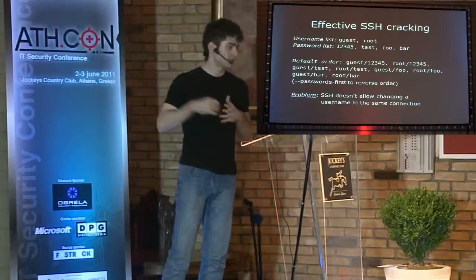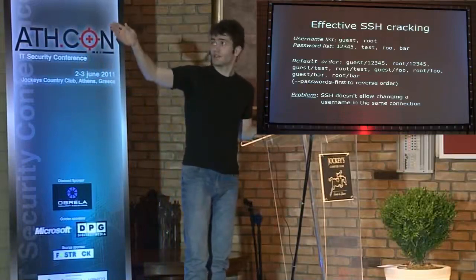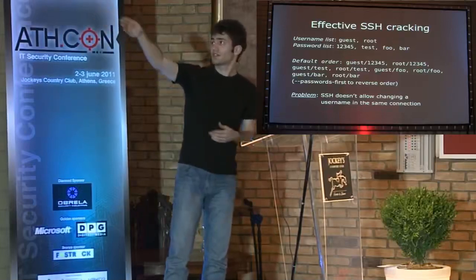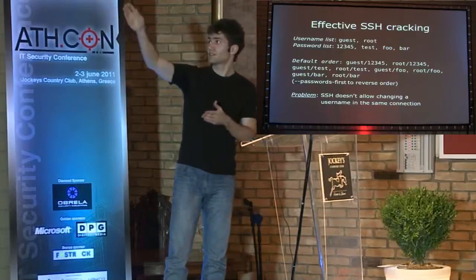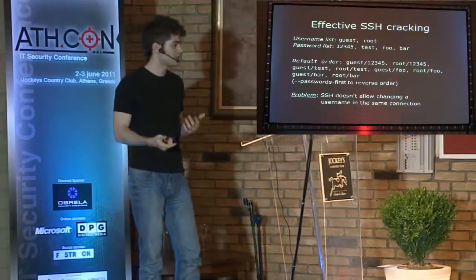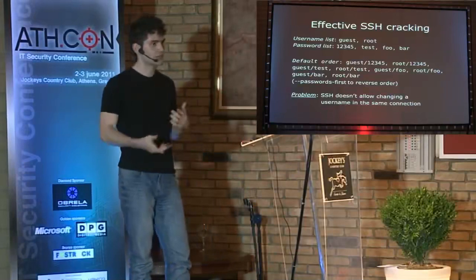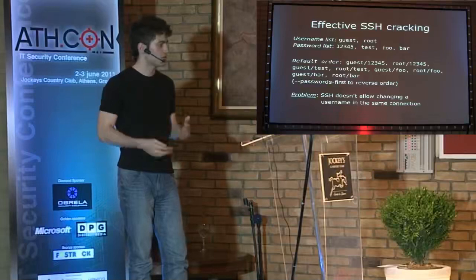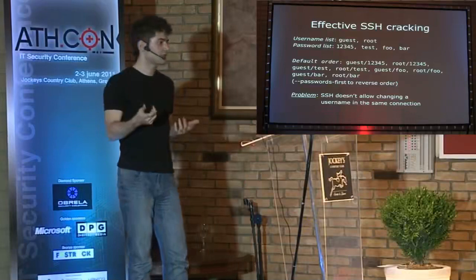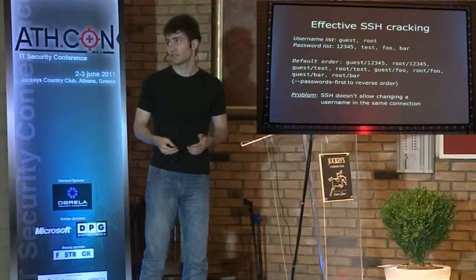So for example, they first use guest, and then they test all the passwords. So guest 12345, guest test, guest foo, and guest bar. But this doesn't really take advantage of the fact that password lists have been sorted according to frequency rate. So in the first line, the first password is the most frequent. For example, 12345 is one of the most frequent passwords out there.